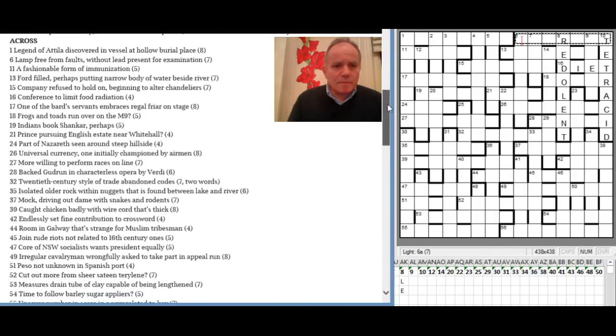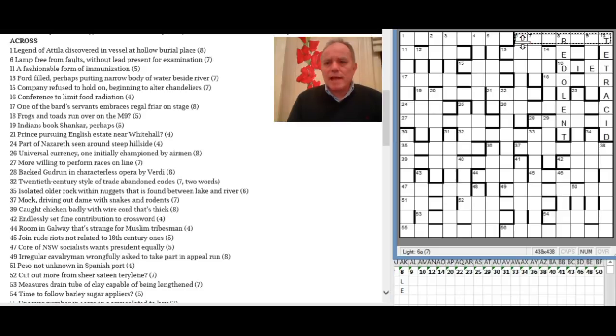I must try and remember. 6 across was this lamp free from faults. It's definitely not lawless. Perfect. Without lead, present for examination. So, perfect would. Oh no, it doesn't. Perfect doesn't fit with that, does it? Free from faults.